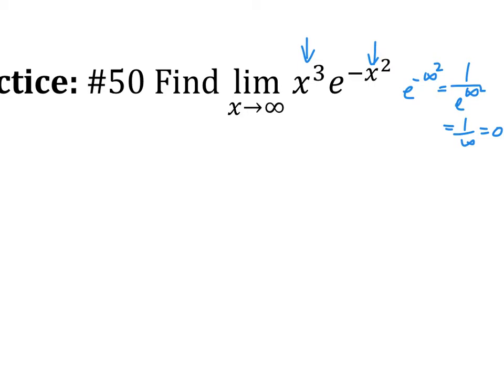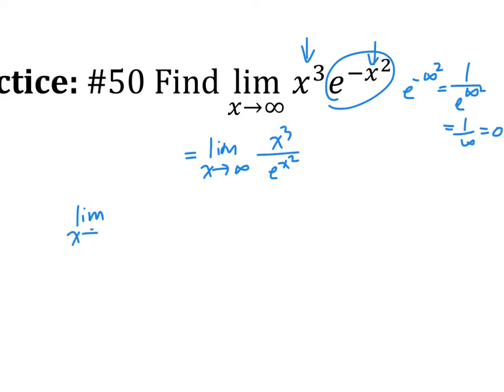And we want to make it look like the L'Hopital's form of indeterminate form. So this one is easily done by just changing this negative exponent, put it into where it ought to be: x cubed over e to the x squared. Okay, now if you mentally plug it in, you'll see that you're going to get infinity over infinity, which is the form we want. So let's prove that we can use L'Hopital's rule.